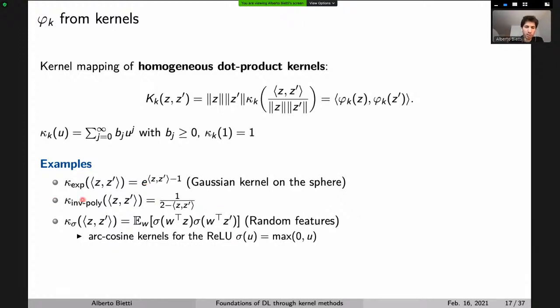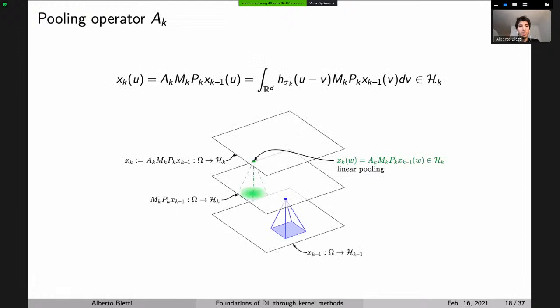Then you have this other example, and this last one is what comes out when you use ReLU features. So when you take this expectation that I showed before with W, a Gaussian or just a uniform variable on the sphere, which is the random weights, you get a function that I didn't write, but that can be expressed in terms of the arc cosine of this angle, the cosine of the angle here. And depending on the activation, you might get even different kernels. Okay, so this was the nonlinear mapping operator.